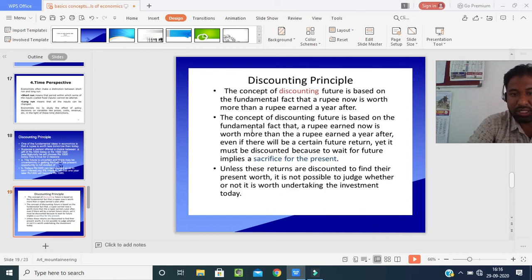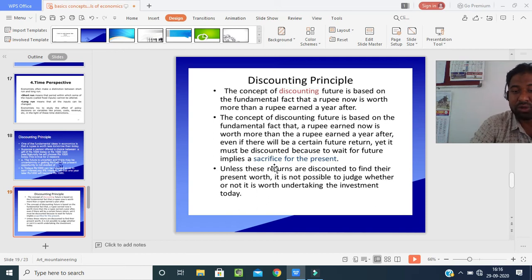So these are the two reasons. Now, the discounting principle. The concept of discounting the future is based on the fundamental fact that a rupee earned now is worth more than a rupee earned a year after, even if there will be a certain future return.